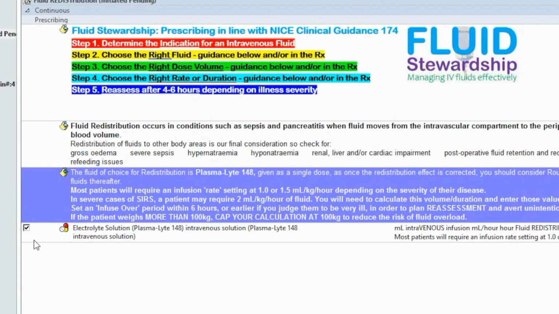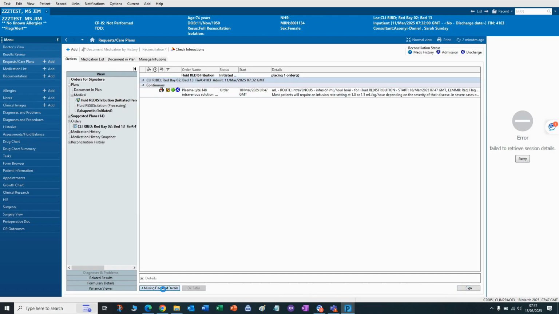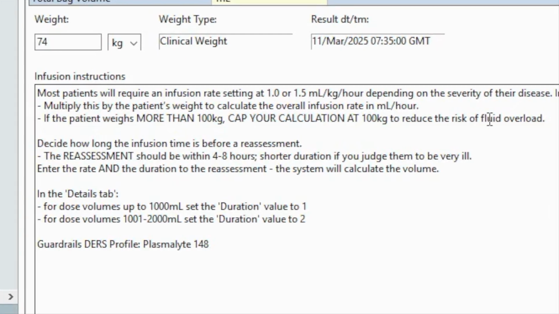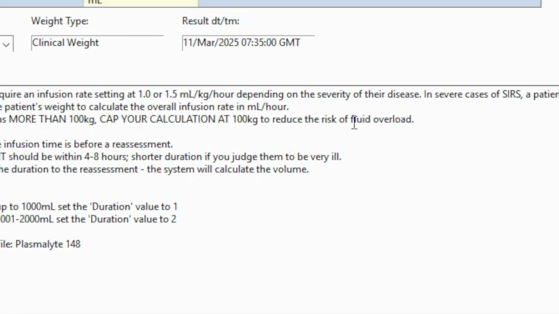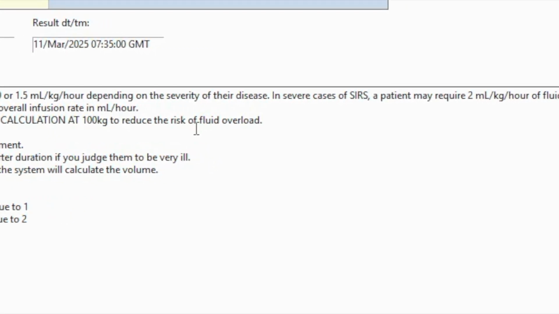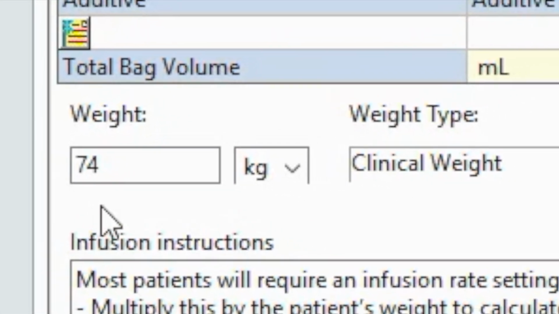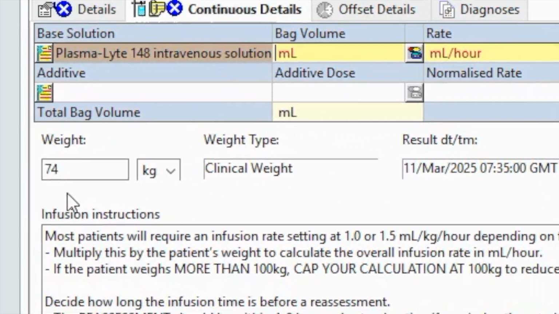Now this comes pre-ticked because there's only one fluid choice available, and that's plasmolite. There's information about how to calculate the dose, and it's repeated in the order. So if we click more, details required. You'll need to read this bit here, because it depends on the illness severity of the patient, how much fluid you will give before you reassess. It pulls through the patient's weight, so you can work out the volume or the rate required.